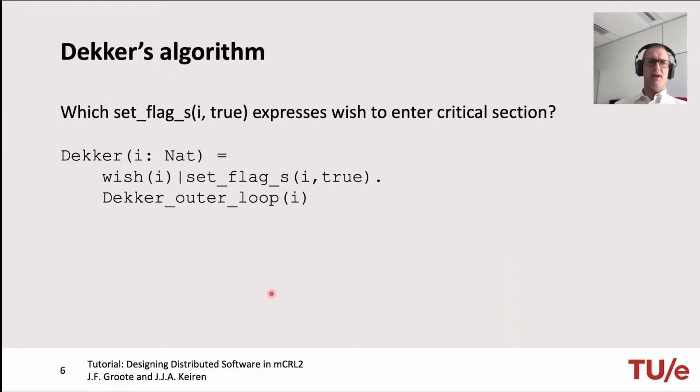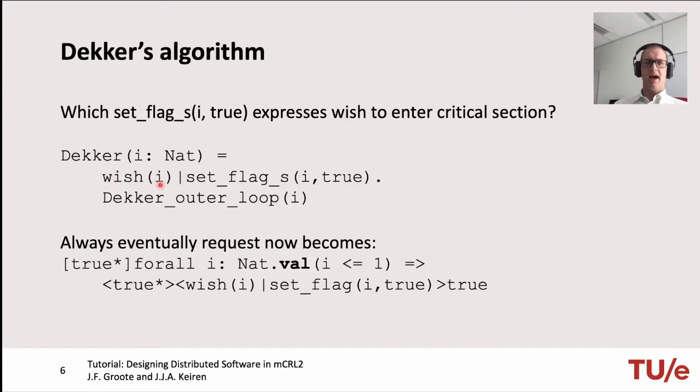Now remember that we extended the set flag action. So we now have two places where we set the flag action. So it's not that evident anymore that setting the flag corresponds to expressing the wish to enter the critical section. Therefore, for the sake of modeling and verification, we extend the first set flag to a multi-action where we include that process I wishes to enter its critical section. And we update the property accordingly.